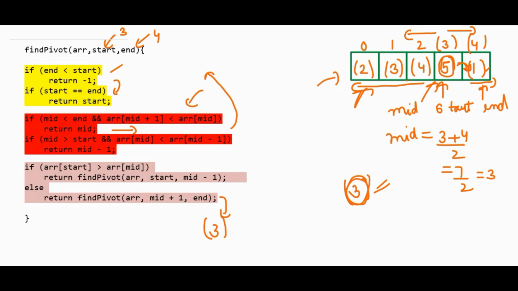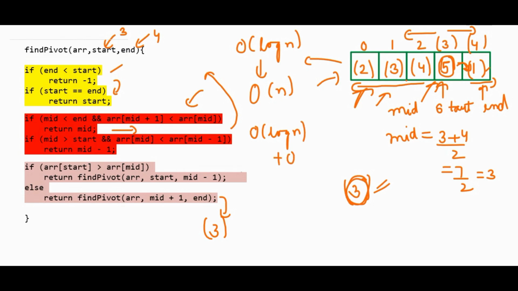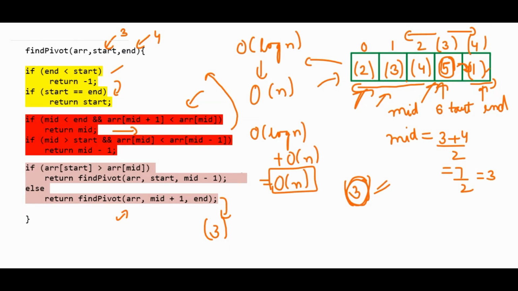Okay. So what will be the time complexity for this approach? To find the pivot, it will be big O of log n because we are using binary search, and to find that this is sorted and rotated, that means to check the conditions for the left and right part, we have to traverse the whole array. So that will be big O of n. So the total time complexity will be big O of log n plus big O of n, which will be equal to big O of n. Okay. Now let's see the space complexity as well.